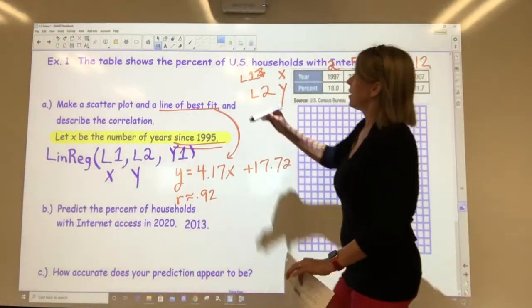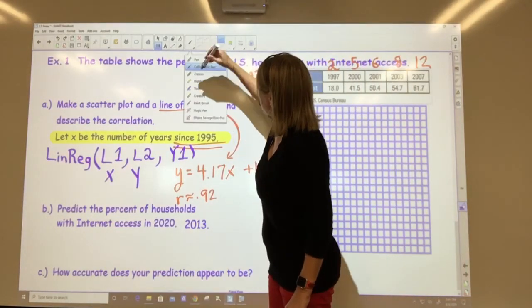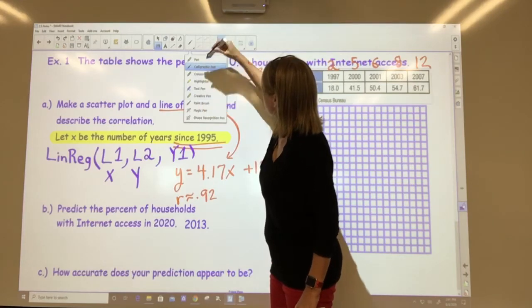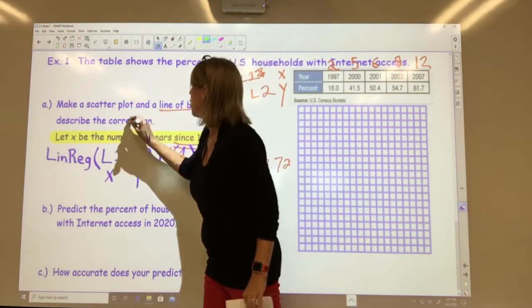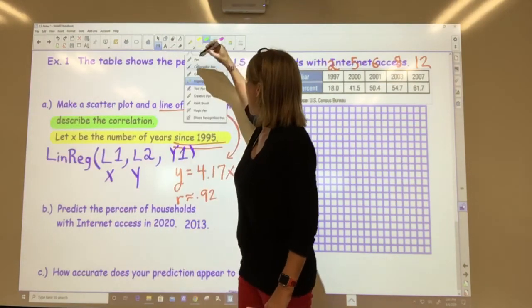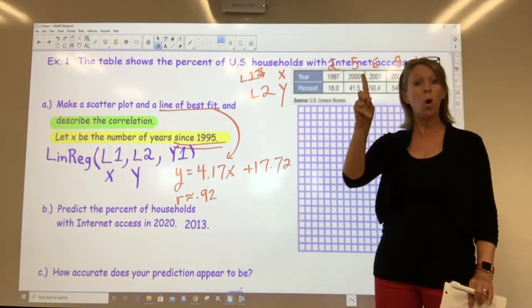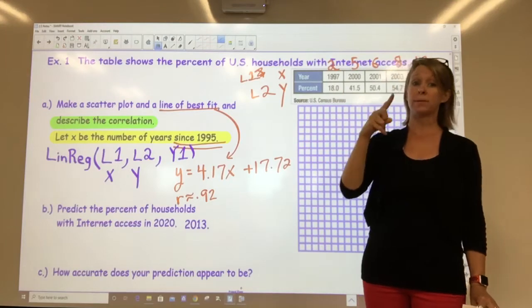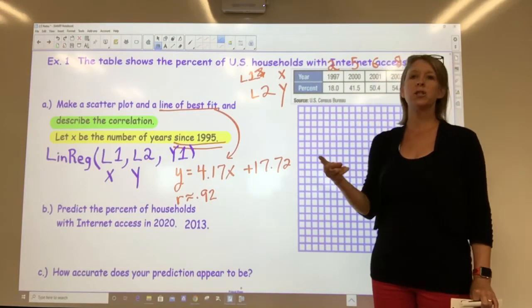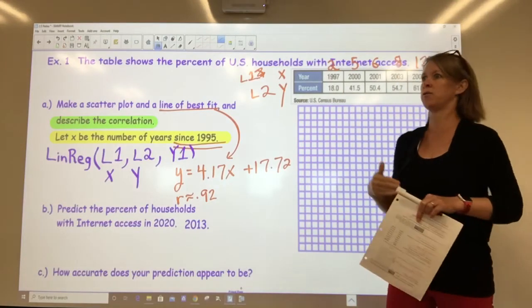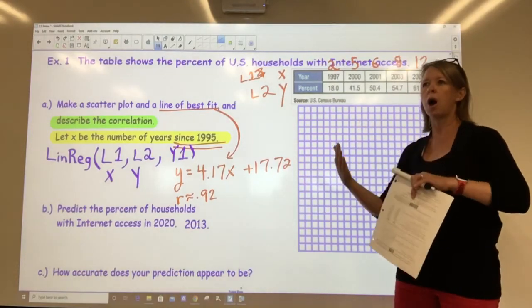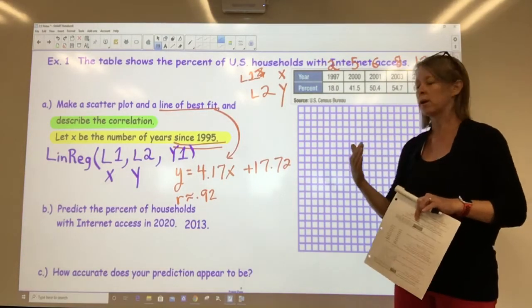it's asking us then to describe the correlation. Okay, we want to describe the correlation. When you are asked to describe the correlation, you need to give 2 adjectives. One adjective will either be the word positive or negative, and the other adjective has to do with strength. It's very strong, it's weak, okay, something like that.